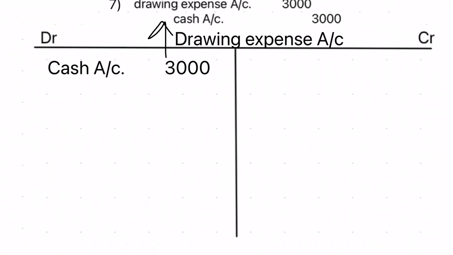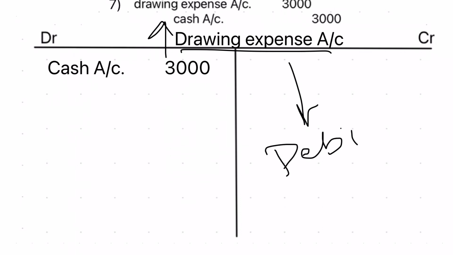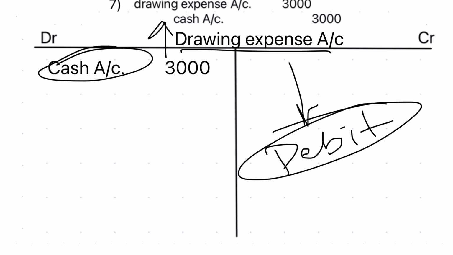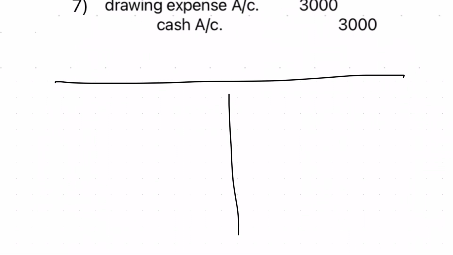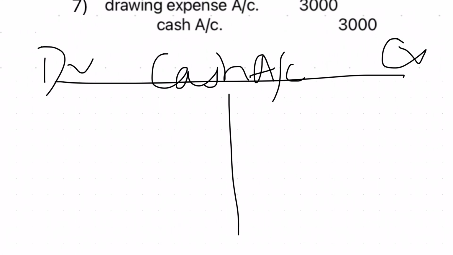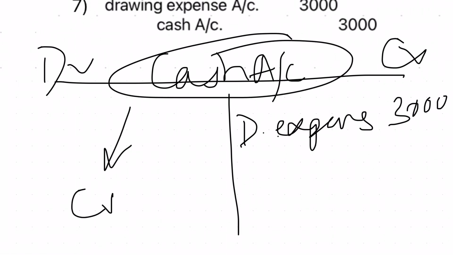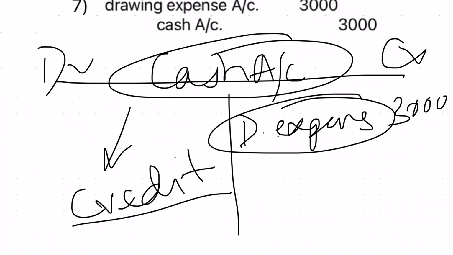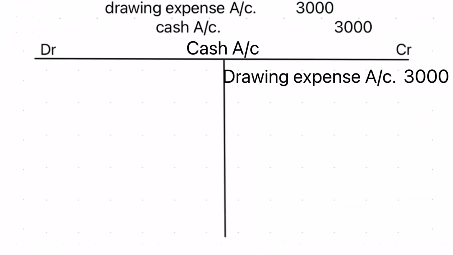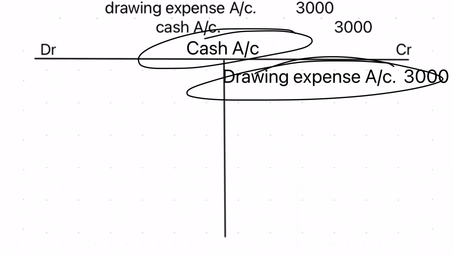Now here we will see the clear picture of that transaction. The drawing expense account gets debit and the reason is cash. So if we see the second effect of the same transaction, here it will affect the cash account because cash is reducing from the account. So the cash account gets credited with drawing expense with amount 3,000 rupees. So here the cash account gets credit and the reason behind that is drawing expense. Here is the clear picture of the 7th transaction, cash account and the drawing expense account.